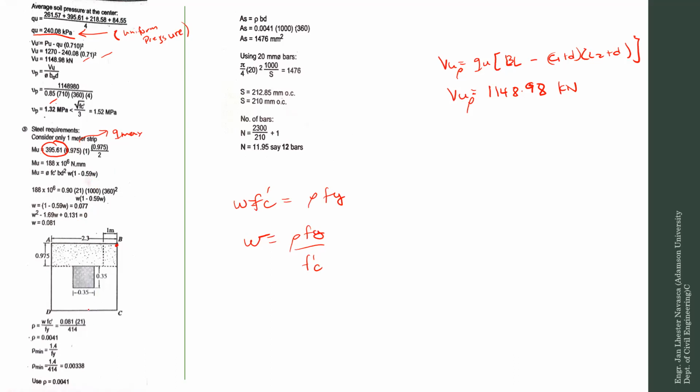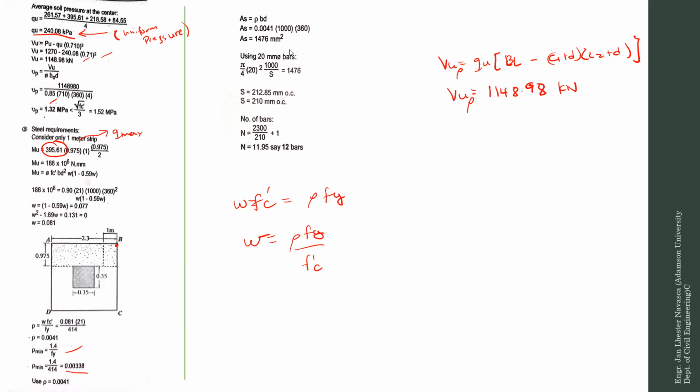And checking the rho minimum, so since our f prime c is 21 MPa, therefore the governing rho min is 1.4 over Fy. So therefore, you will compare your actual rho to the rho min, which is 0.0041, and they are almost the same. Your rho min is 0.003, and your rho actual is 0.004. Therefore, we'll use rho actual, which is 0.0041. And AS is equals to rho BD.